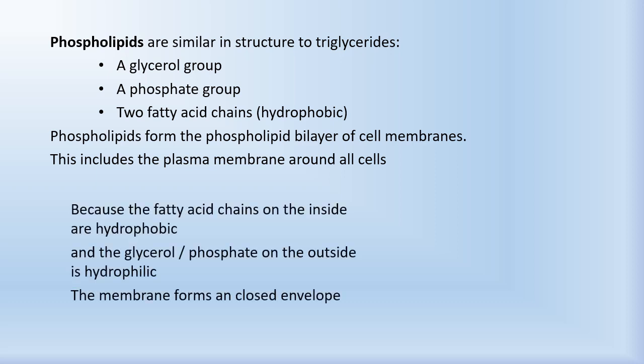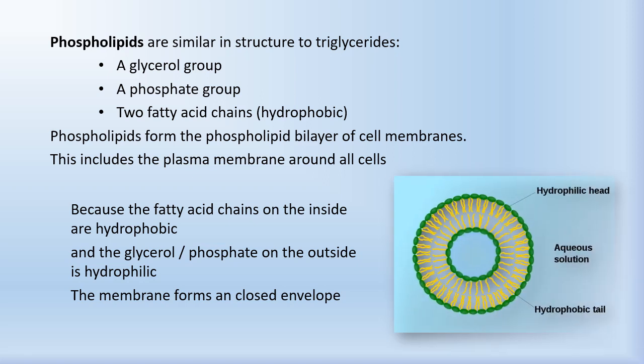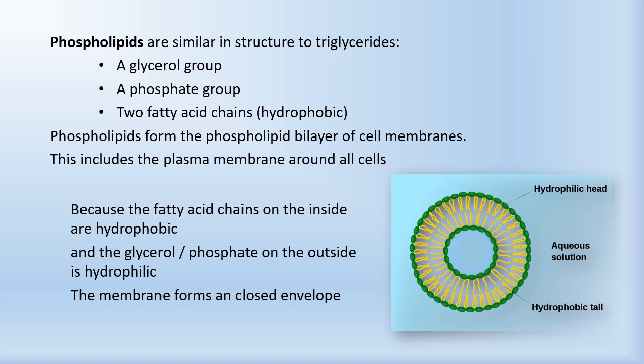Because the fatty acid chains on the inside are hydrophobic, and the glycerol and phosphate group on the outside are hydrophilic, the membrane of cells forms a closed envelope because the lipid tails are trying to keep away from the water, whereas the phosphate groups and the glycerol are quite happy in contact with the water within the cell and the water outside the cell.